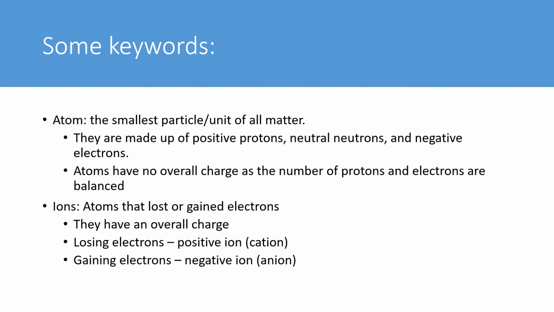When atoms lose or gain electrons, they become charged and are known as ions. If the atom has lost electrons, it becomes positively charged as it has lost negative charges. If the atom has gained electrons, it becomes negatively charged. Positive ions are called cations, while negative ions are called anions.